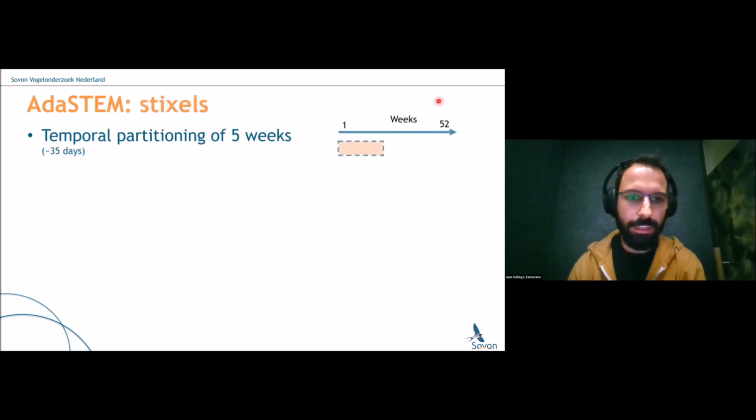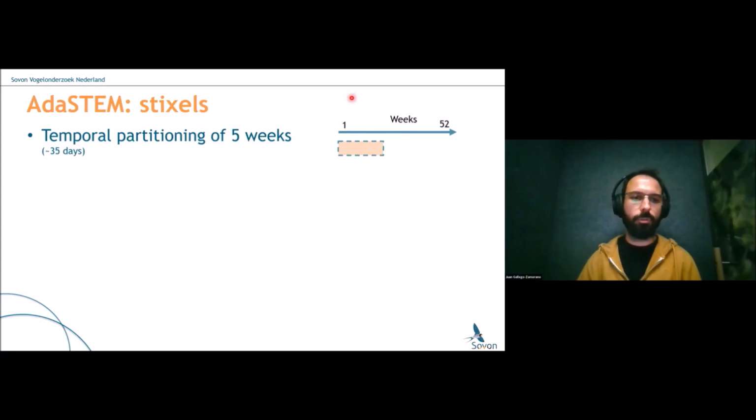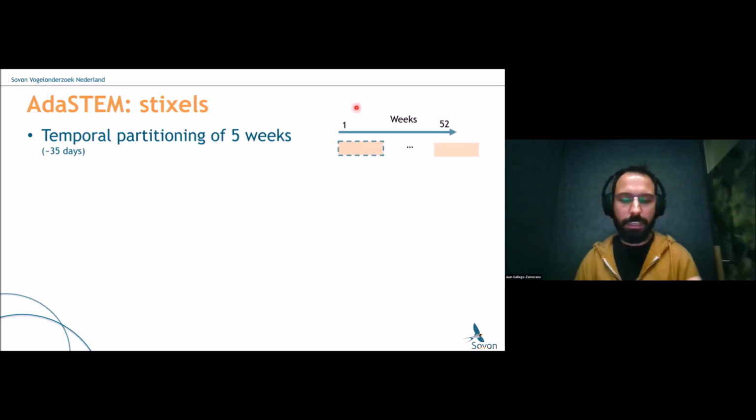So how does AdaSTEM work? The first thing that you do with your data, imagine your data laid out across these weeks, is to create a temporal partition. In our case, for the birds, we did a temporal partition of 5 weeks. So you get data only in a 5-week period. You do that at another time of the year, and at many times of the year. In some places, these windows overlap, so you get exactly the same data, but with different temporal windows.